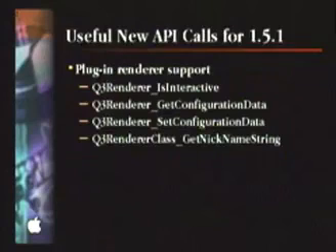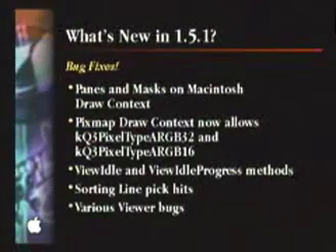In addition to some of these new API calls, we of course have the number of bug fixes in response to a developer request to fix some outstanding bugs, panes and masks on Mac and draw context. The Pixmap Draw context now allows for alphas, which is very useful. We've provided more support for the idle methods and some various and sundry other bugs that have somehow slipped through in 1.5.